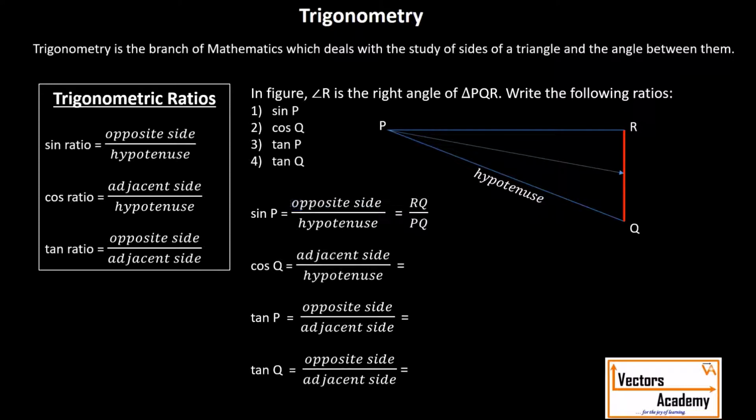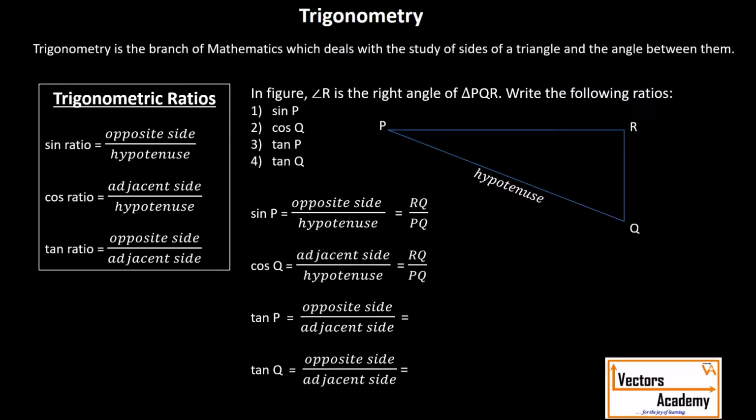Similarly, if I look at the second ratio now, cos Q, cos is adjacent side upon the hypotenuse. Now the adjacent side for angle Q is RQ. So that will be RQ upon the hypotenuse, which is again PQ. Similarly, we'll move on to the third ratio now, tan P.